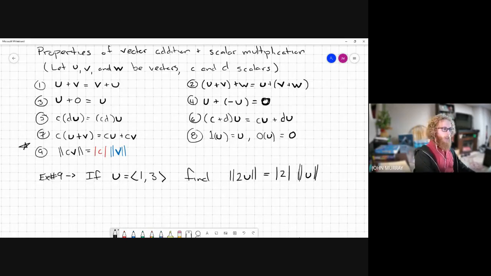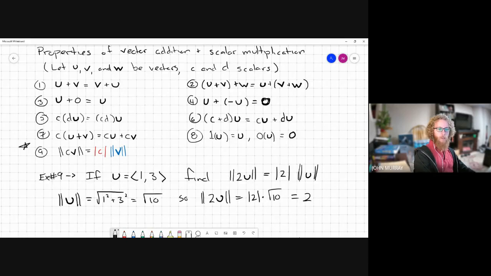So that's nice. The magnitude of u is going to be the square root of 1 squared plus 3 squared, which is the square root of 10. And again, remember, we're going to leave it like that. So the magnitude of 2u is going to be the absolute value of 2 times the square root of 10, which is just 2 root 10.